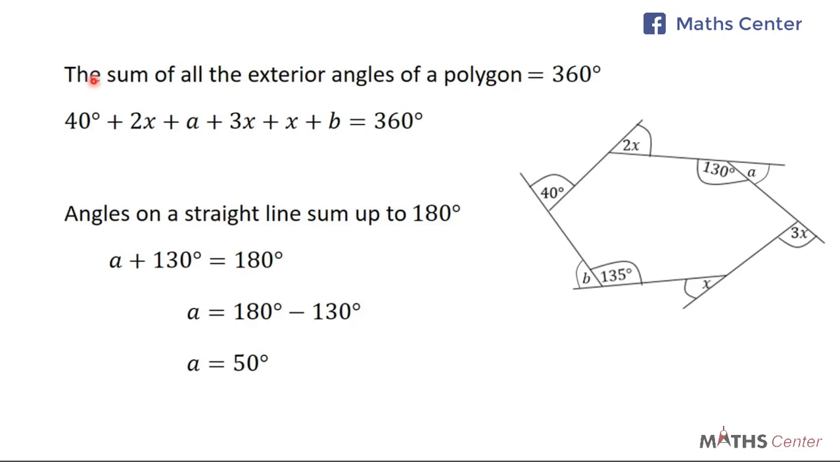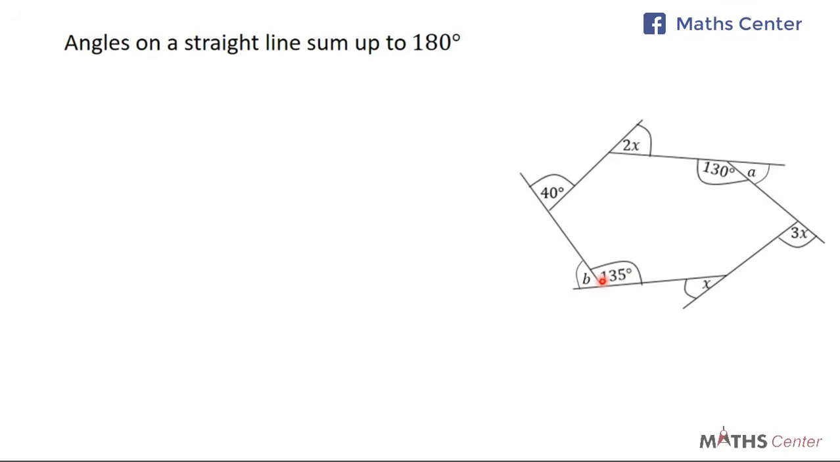So we have found A. Let's move on to B. Looking at B and 135 degrees, we can say that they are also angles on a straight line. We know that angles on a straight line add up to 180 degrees. So B plus 135 degrees will give us 180 degrees. Now, B is equal to 180 degrees minus 135 degrees, and B is 45 degrees. So you see, we found A, we found B, so we can now find S.